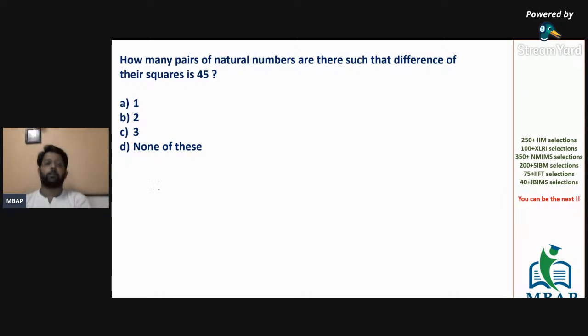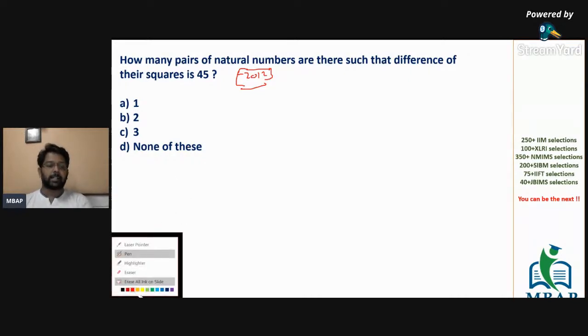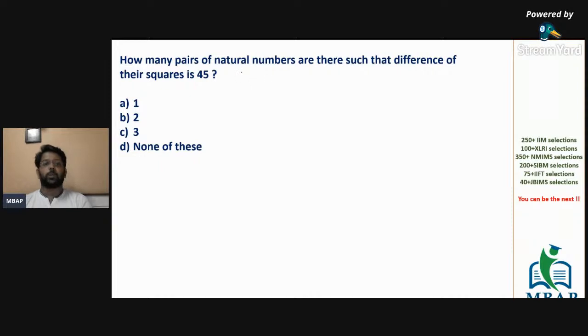Let's solve the next question, which you can see on the screen. This is a 2012 question. The question on the screen now is an actual 2012 CAT question, which on the basis of content type is about the difference of perfect squares. The question says: how many pairs of natural numbers are there such that the difference of their squares is 45.